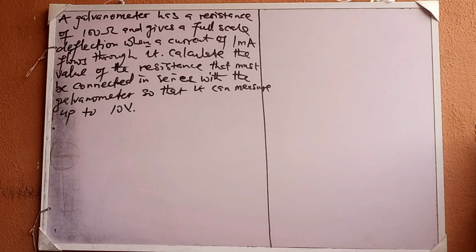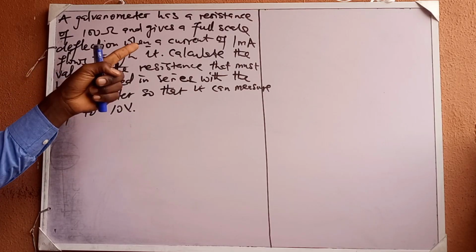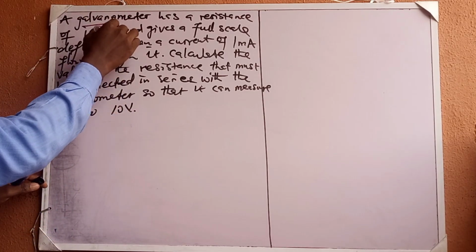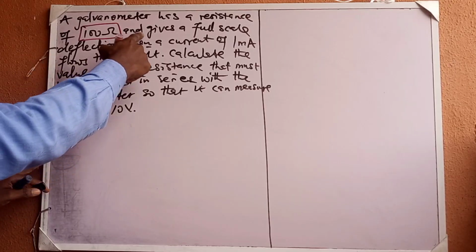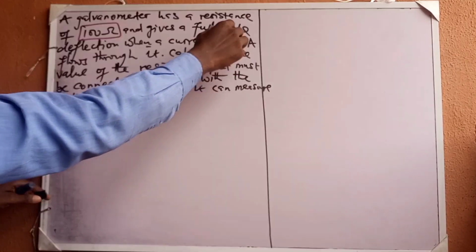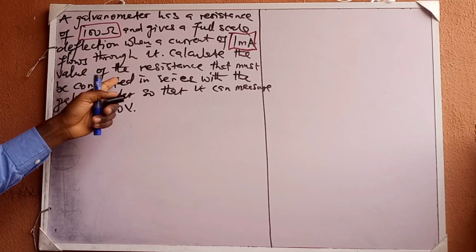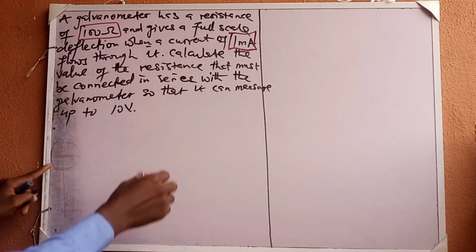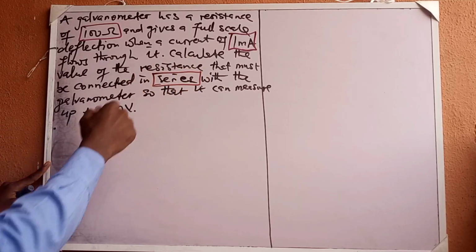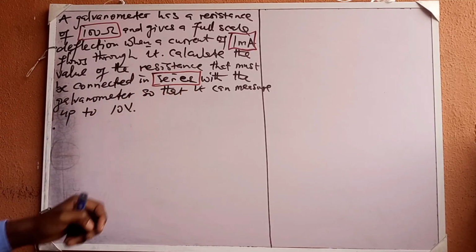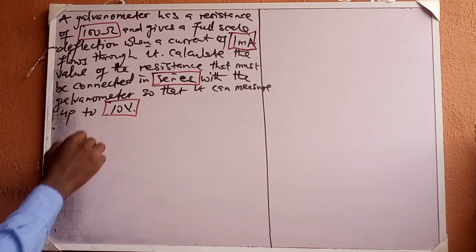All right, this is the second question here. With it, we'll explain how a galvanometer can be converted to a voltmeter capable of reading higher voltage. So let's look at this example. A galvanometer has a resistance of 100 ohms, and gives a full-scale deflection when a current of 1 milliamp flows through it. Calculate the value of the resistance that must be connected in series with the galvanometer so that I can measure up to 10 volts.